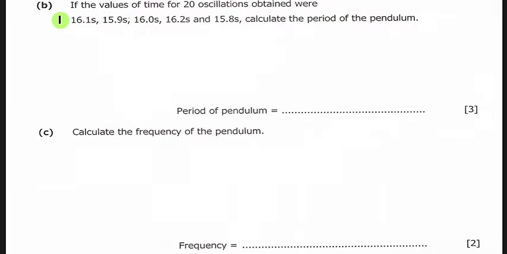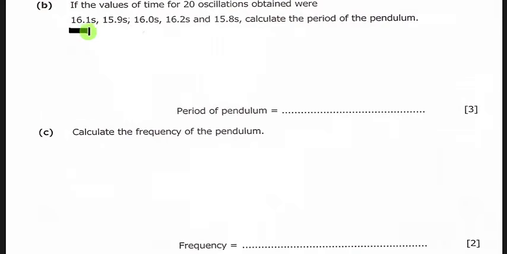The next part, B, says if the values of time for 20 oscillations obtained were 16.1 seconds, 15.9 seconds, 16.0 seconds, 16.2 seconds, and 15.8 seconds, calculate the period of the pendulum. Let me make you understand, because this is quite tricky, but it's so simple at the same time.